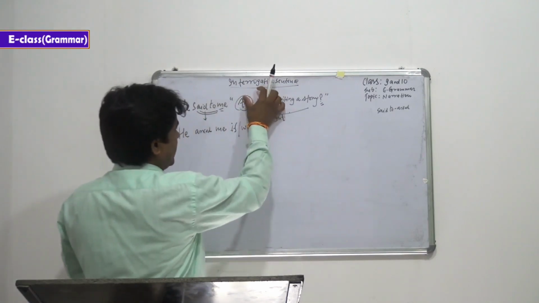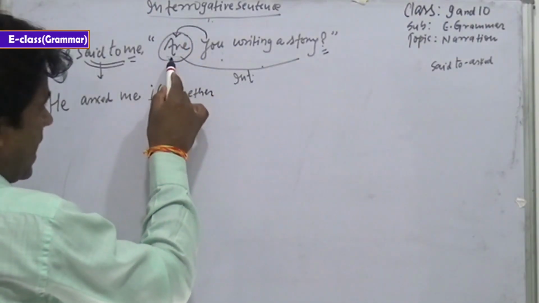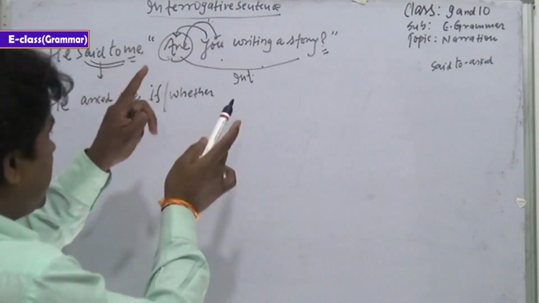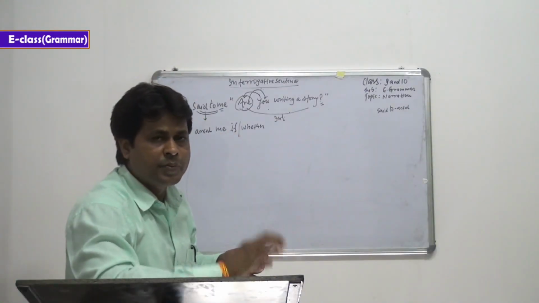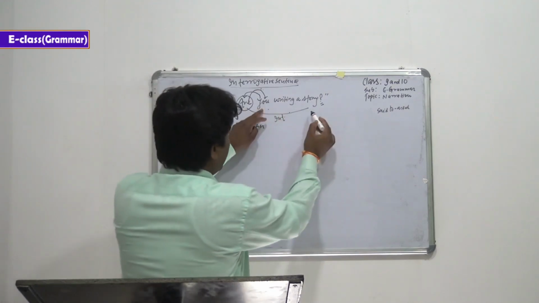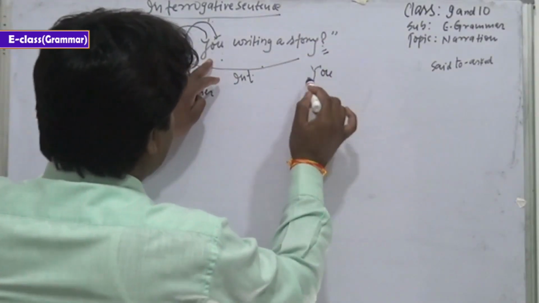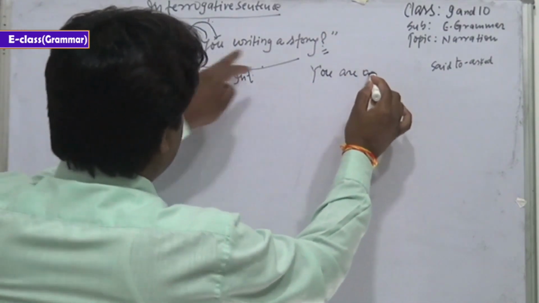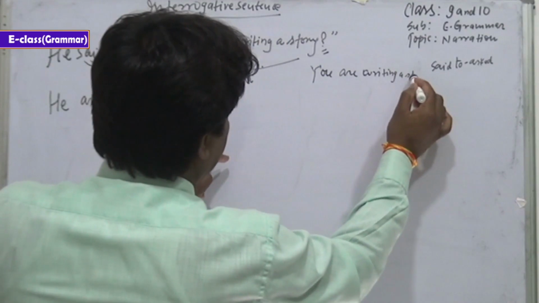So please see here, you will interchange their places. You comes in place of are and are goes in place of you. If you interchange their places, it becomes an assertive. It becomes a statement. Interchange their places. So, let's see here. You, that is capital, okay? You are writing, now copy this all. You are writing a story.